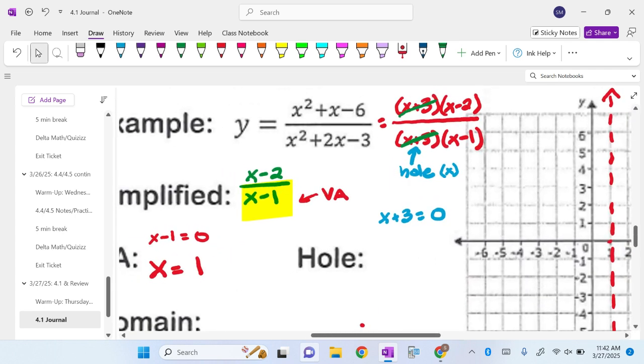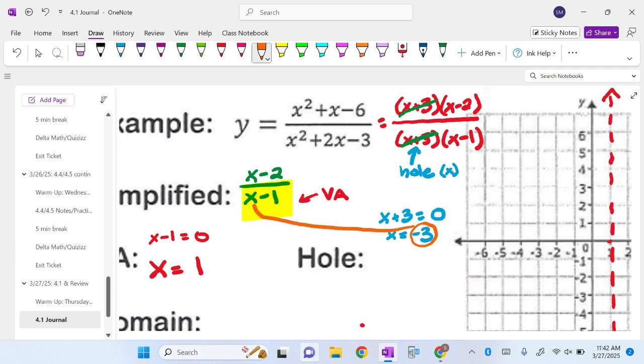So if I set x plus 3 equals 0, the first part of my hole is that x is equal to negative 3. That's just the x value of the hole. But since the hole is a point, I need to find the y value. The way I find that is I take the negative 3 and plug it back into both x's in the simplified form to get the y value. So I would have negative 3 minus 2 over negative 3 minus 1. And that would give me the y value.